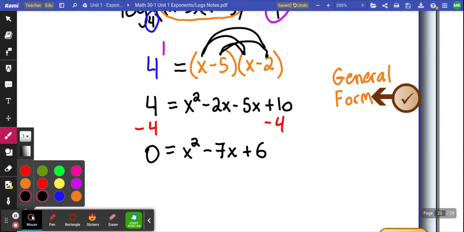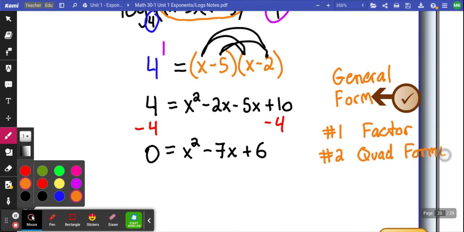Perfect. General form, good. Now you got two choices. Choice number one, factor. Choice number two, quad formula. I do them in that order. We don't need it here, but when we do need it in a question, I'll show you.